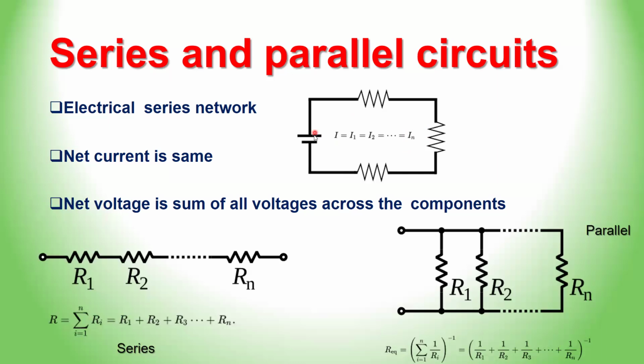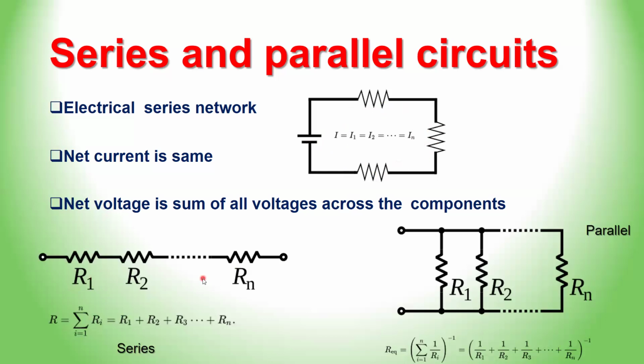Now, what about the voltage? The net voltage is the sum of all voltages across the components. It means the voltage across this battery or cell is the sum of the individual voltage drops across these elements. So the total V is equal to V1 plus V2 plus V3. V is equal to the sum of all these voltages across these elements.